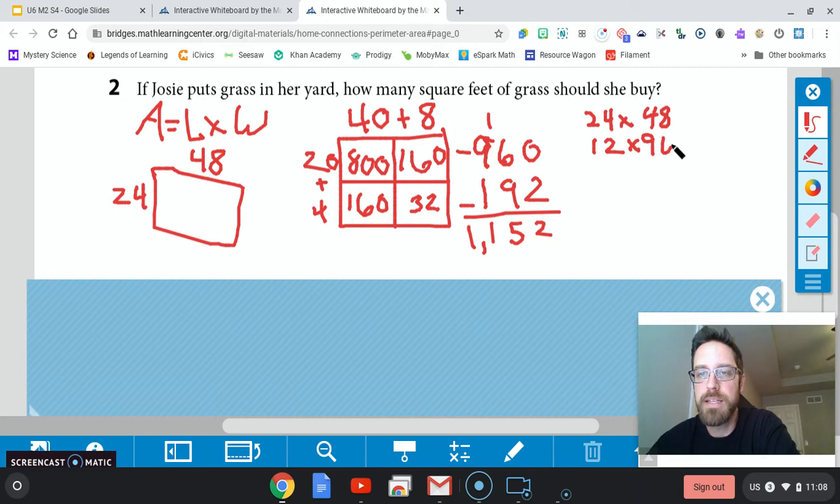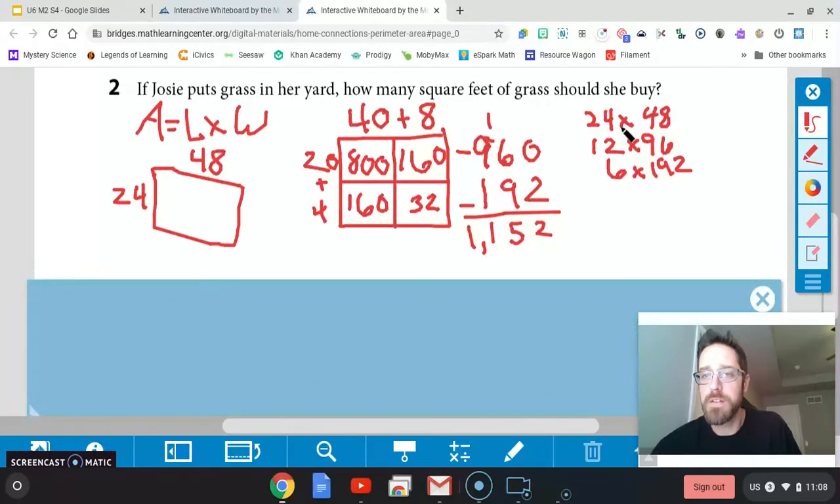48 doubled would be 96. Then I could halve this again, which would be 6 times 96 doubled. 6 doubled would be 12, 9 doubled would be 18, and that'd be 192. Or we could take the 6 and halve one more time to get 3 times. Let's see, 192 doubled would be 2 and 2 is 4, 8 and 8, or 9 and 9 would be 18, and then 2, 3, so 384.